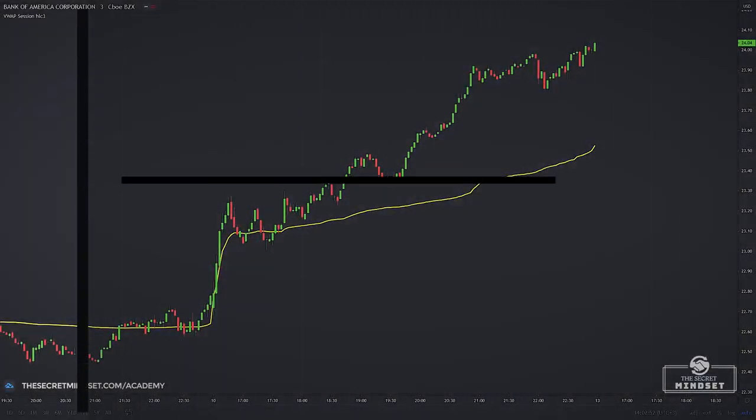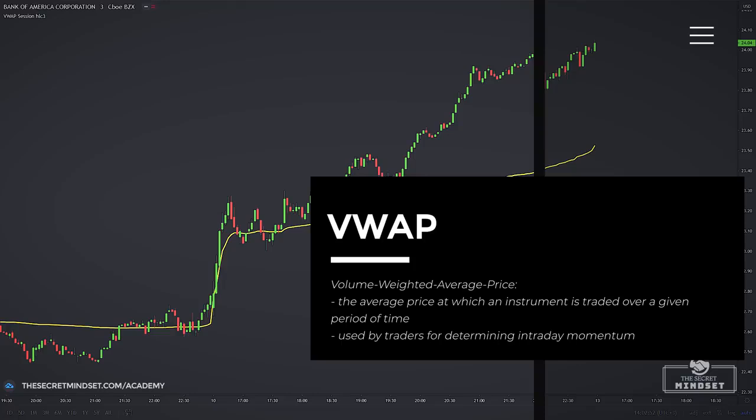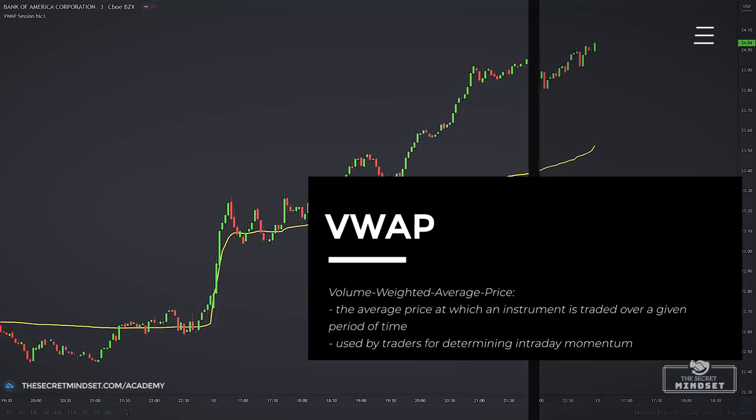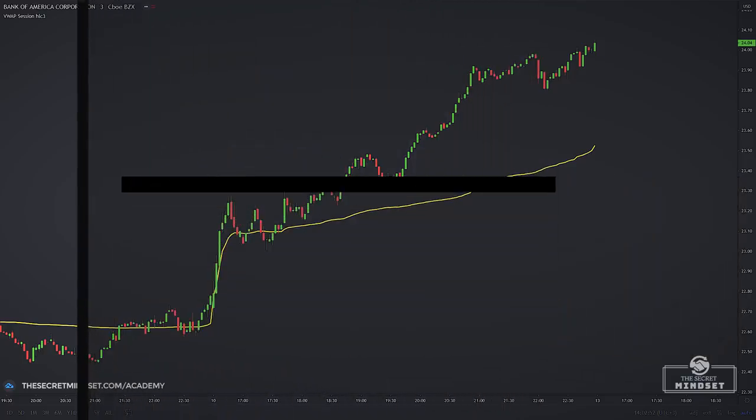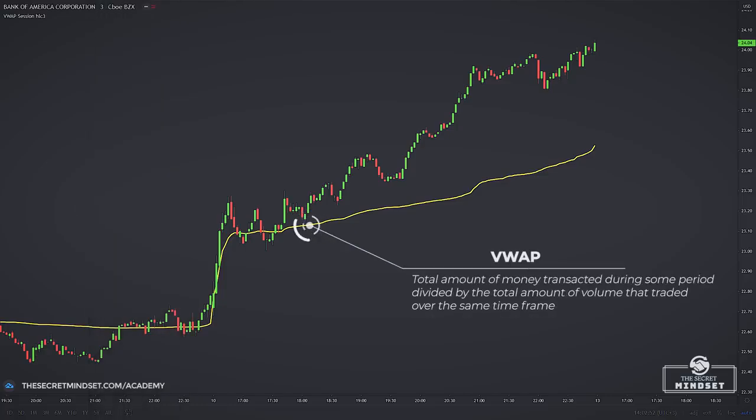The VWAP is one of the best trading indicators for determining intraday momentum. VWAP, meaning the volume-weighted average price, tells you a very important piece of information: the average price at which an instrument is traded over a given period of time. Basically, it's the total amount of money transacted during some period divided by the total amount of volume that traded over the same time frame.